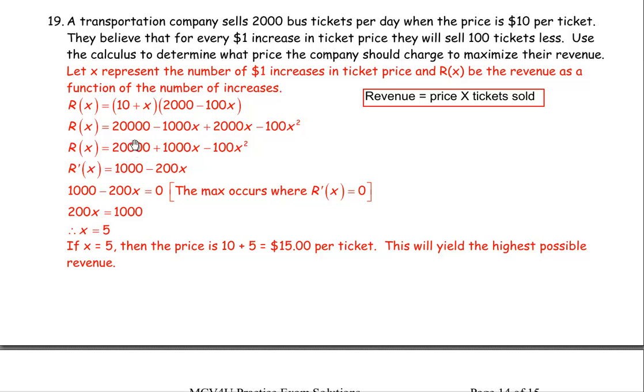So differentiate it. This is a constant, so its derivative is 0. The derivative of this would be 1,000 minus 200x. Now, the maximum occurs when the derivative is 0. So setting the derivative to 0, we would get 200x equals 1,000, so x is 5. So if x is 5, then the price is going to be 10 plus 5, or $15 per ticket. And that should yield the highest possible revenue.